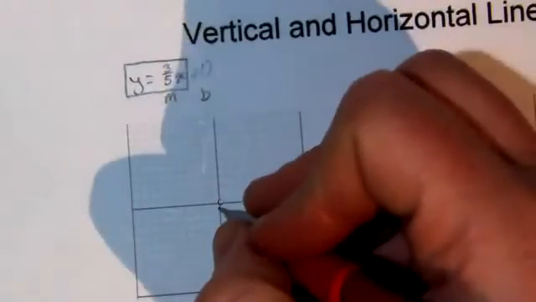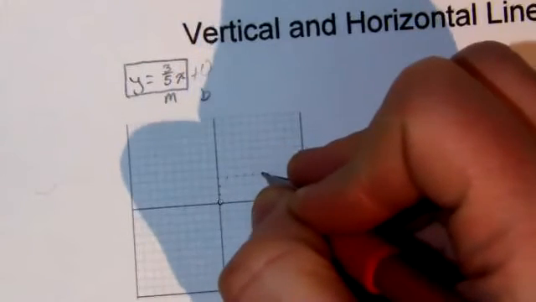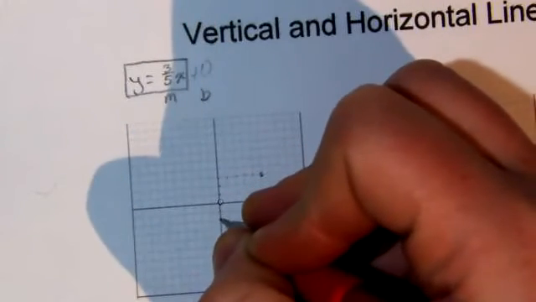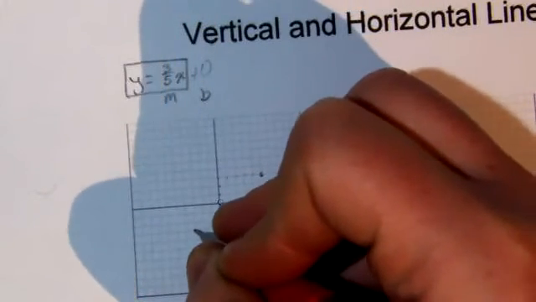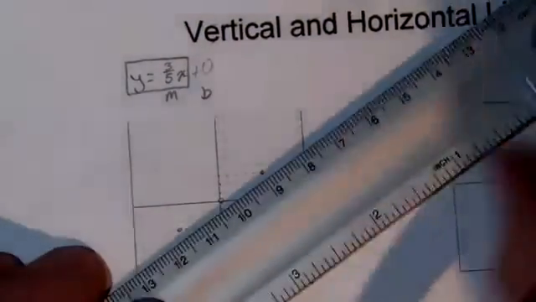Now we have a slope of 3/5. So rise 1, 2, 3, run 2, 3, 4, 5. 1, 2, 3, 1, 2, 3, 4, 5. You see, I now have a straight line.